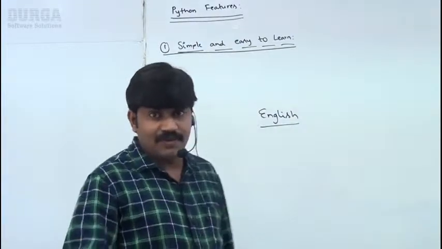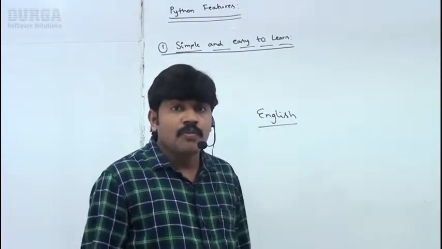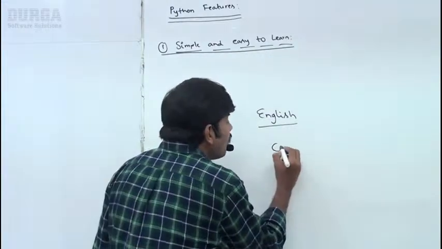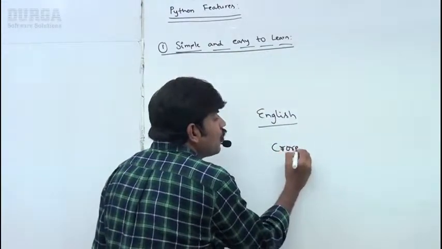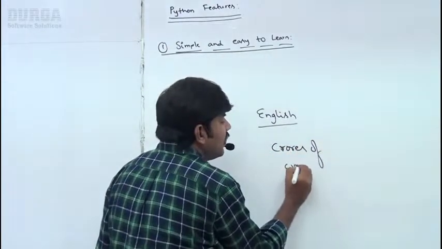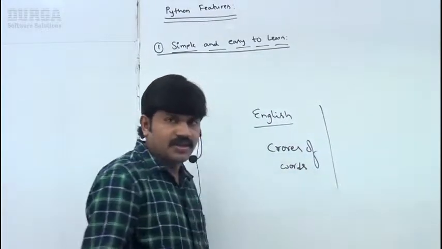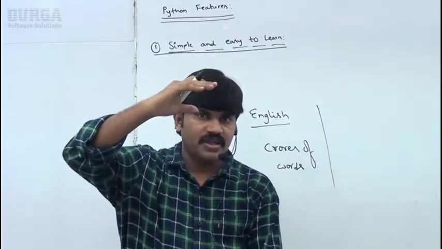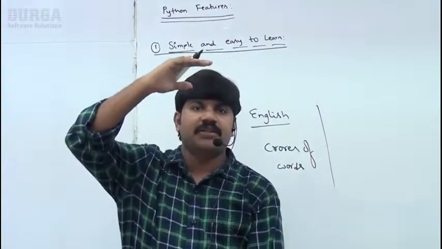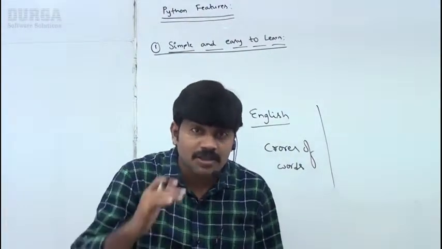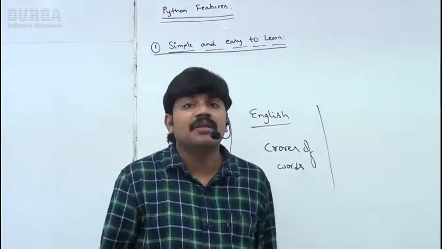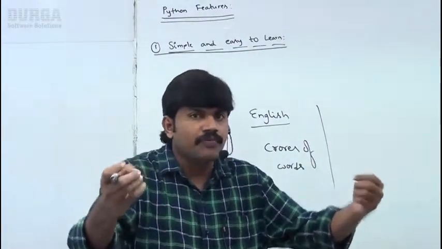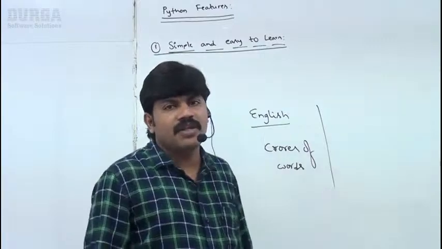I'm not talking about alphabet symbols. Alphabet symbols are 26. But how many words are there? Do you know? Crores of words are available, sir. Crores of words are there in English. If you consider a dictionary, an Oxford dictionary, almost this size of dictionary will be there. Each page in that dictionary contains thousands of words. So if you want to learn English perfectly, compulsorily you have to be aware of all these words.